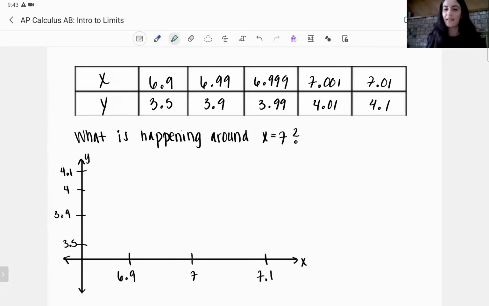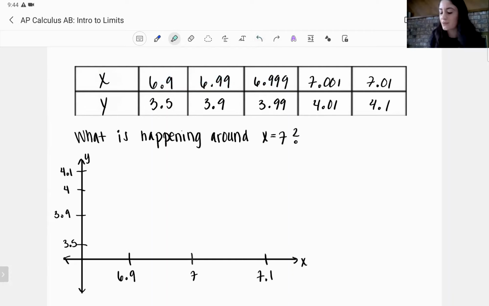So in order to motivate this, I have this table of x and y values right here. This first row are the x values and then the second row is the y values. I want you to look at this table and we're trying to think about what's happening around x equals 7. If you look at this table, I don't actually have a value for x equals 7 listed here, but I have some values that are really, really close. So I have 6.9, 6.99, 6.999, so we're getting pretty close to 7.